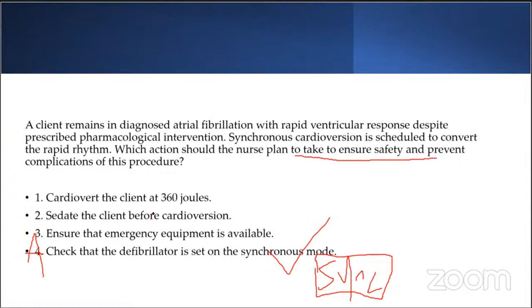Yes, you might say this cardioversion may be a painful procedure, but if our client is unstable, like you can see here in the question, is having rapid ventricular response, then it's an emergency. You don't want to delay cardioversion because of sedation. No. If your client is unstable, go ahead and cardiovert without sedation.